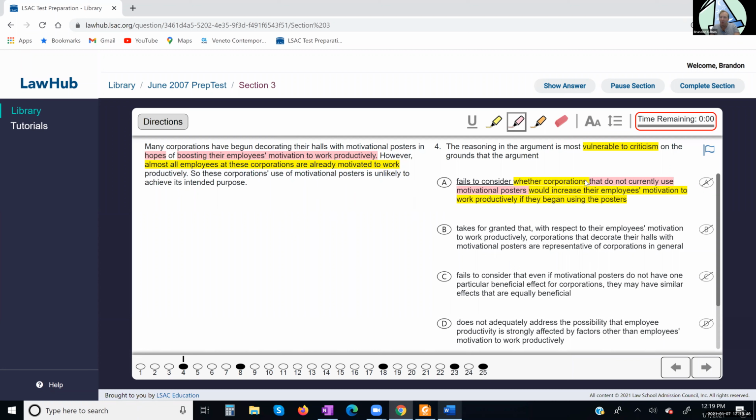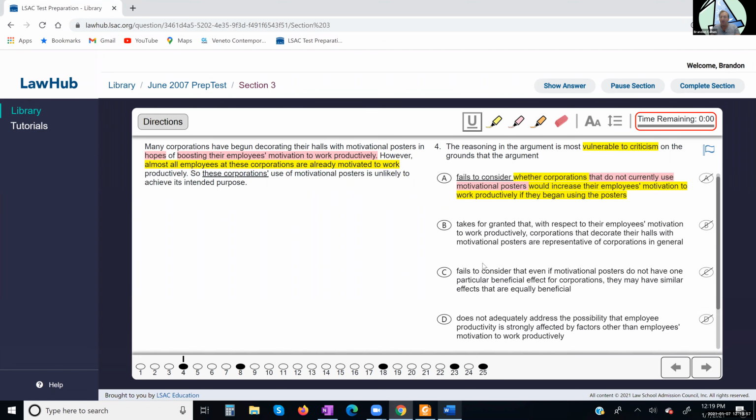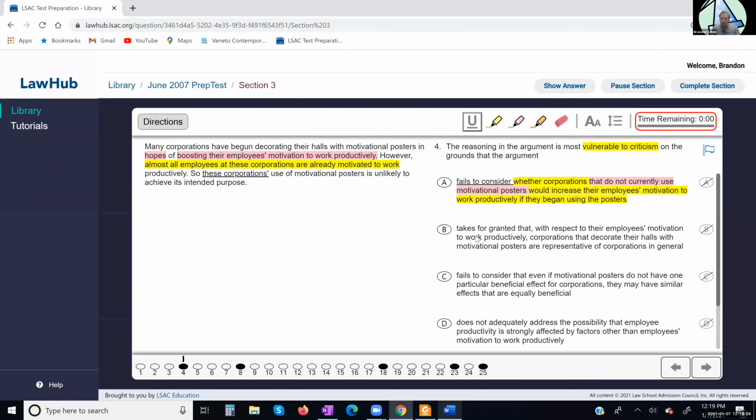And so it really is just about that idea that we don't know whether these corporations use motivational posters already or not. So close, but incorrect. Takes for granted that, remember, is necessary assumption. So we need to do the negation test. We're going to negate the yellow and see if that creates a problem. With respect to their employees' motivation to work productively, corporations that decorate halls with motivational posters are not representative. Okay, so this is getting into, I didn't even notice that language before.